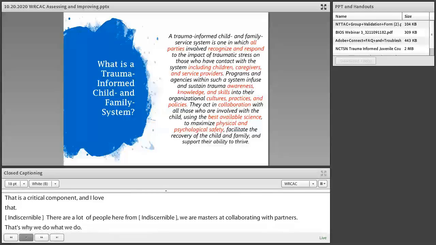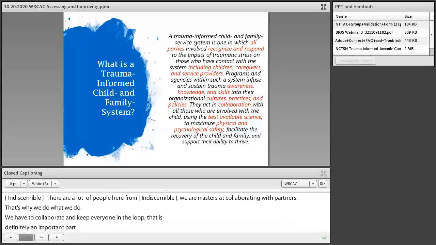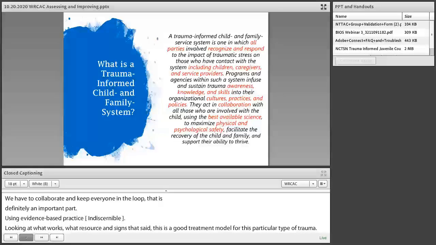That's definitely a very important part, as well as using science. I've talked a little bit about using evidence-based practice, and TF-CBT is certainly not the only evidence-based practice out there. There are many. So look at what research and science has said, hey, this is a really good treatment model for this particular type of trauma. Or maybe you're working with families or adults and you need to find some type of family advocacy model that's been proven to work with families. So really look into what the science says works.